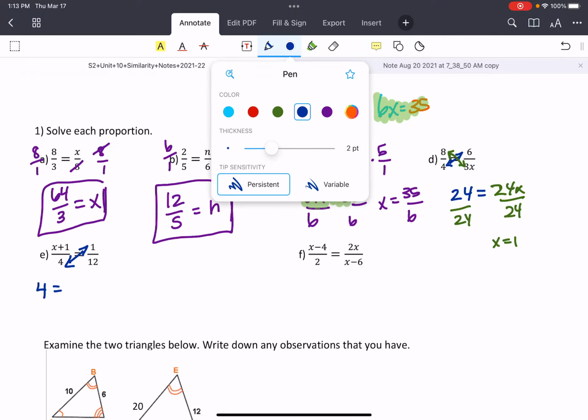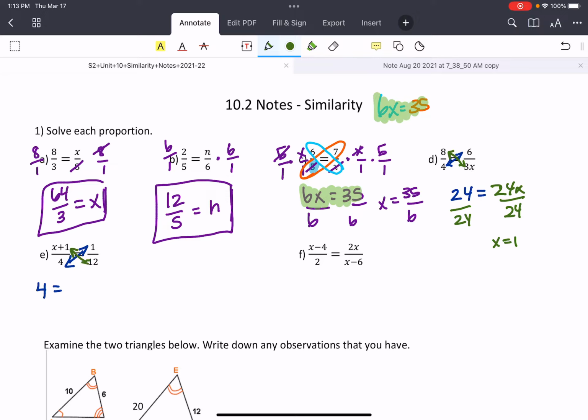And then I'm going to multiply the other direction. On this side, I'm going to write it this way as 12 times the quantity x plus 1, and I'm going to put that in parentheses. So the 12 times x is going to give us 12x. The 12 times the 1 gives us 12. The 4 is still on the left side. To solve, I minus 12 on both sides.